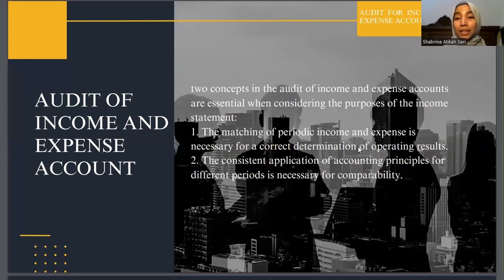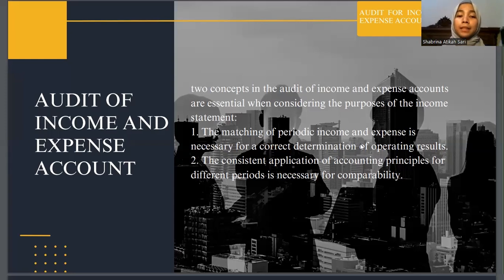Okay, thank you to Ayu. Okay, that's all about the explanation of the material on the audit of prepaid expenses and accrued liabilities. The next material, about the audit of income and expense accounts, will be explained by me.